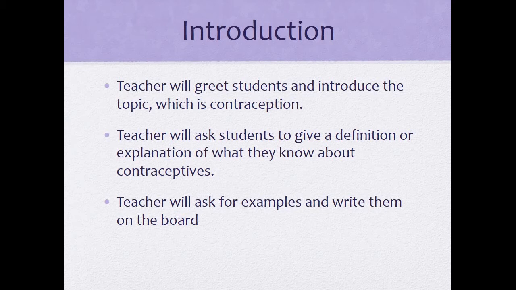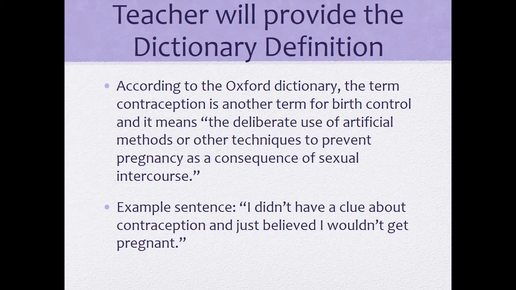After the teacher has asked about 4 to 5 students of their thoughts, she will move on to giving an appropriate definition of the term contraception. Teacher will provide the dictionary definition. According to the Oxford Dictionary, the term contraception is another term for birth control, and it means the deliberate use of artificial methods or other techniques to prevent pregnancy as a consequence of sexual intercourse. Example sentence: I didn't have a clue about contraception and just believed I wouldn't get pregnant. Teacher can ask a student to give an example using the term contraception as well.